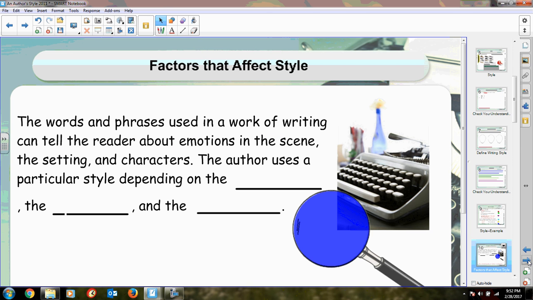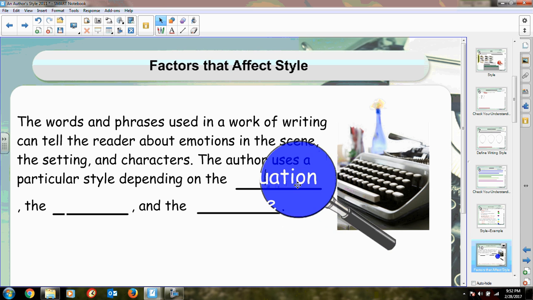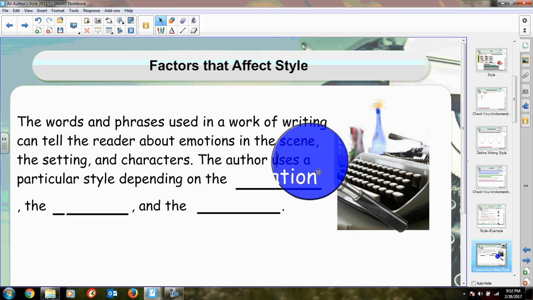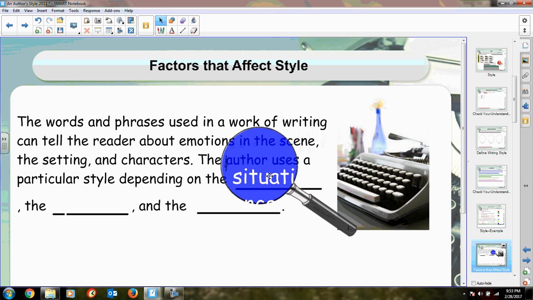So when we're talking about things that affect style, how the author decides to put things together, it is about the emotions in the scene and the setting and the characters. An author might determine the situation, and depending on the situation the author is using, it will affect the style. If they're telling a murder story, then of course the situation is different. If they're telling a romance story, that's a different situation.